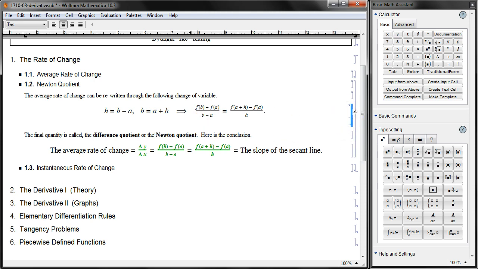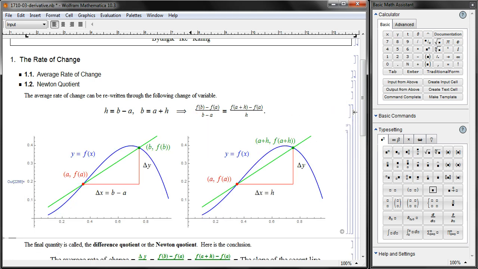Here's a visualization. Same graph, same secant line, same slope, same everything, but only labeled differently.